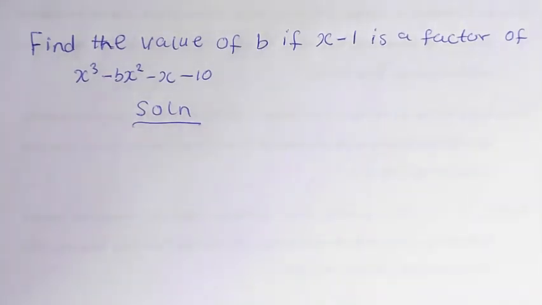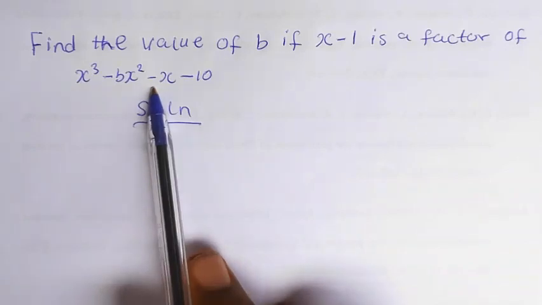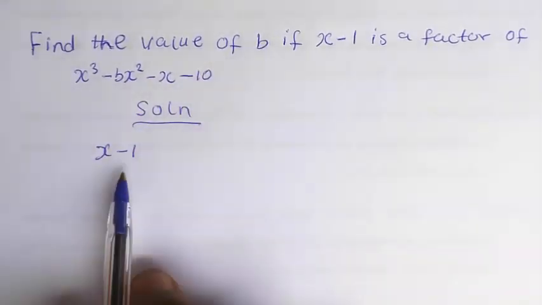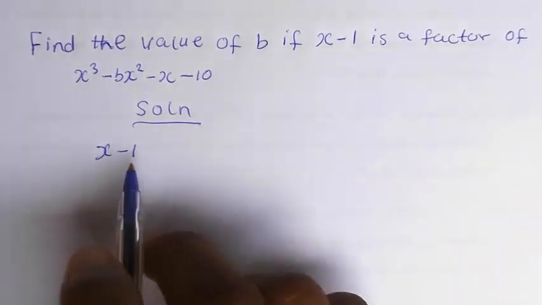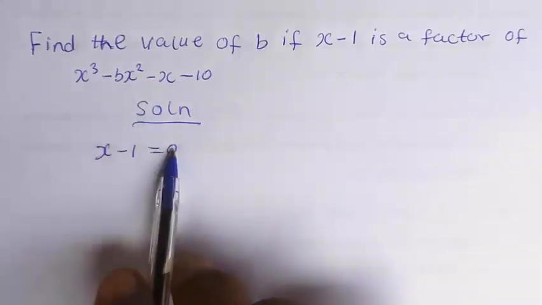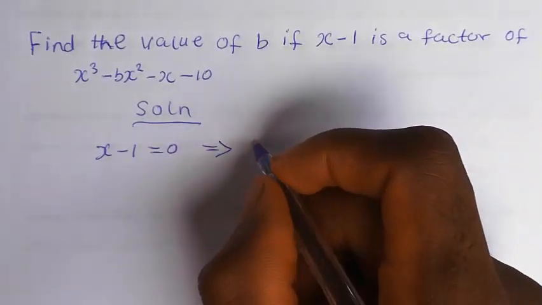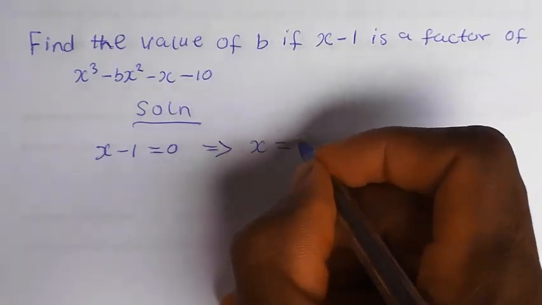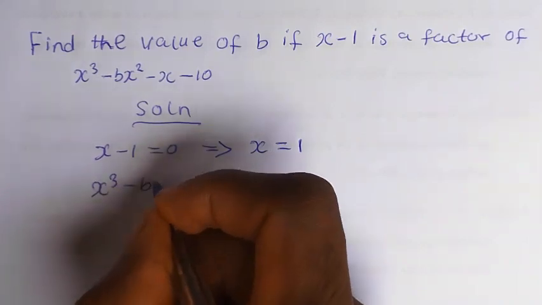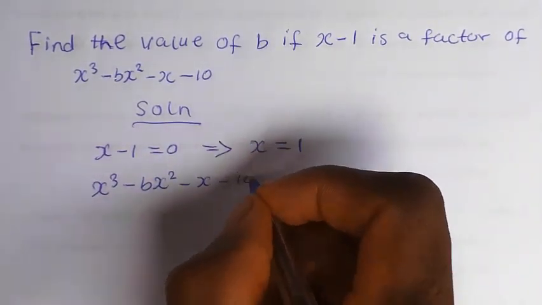If x minus 1 is a factor of this polynomial, it therefore means that x minus 1 is equal to 0, which implies that x is equal to 1. We now write down the polynomial x³ minus bx² minus x minus 10.